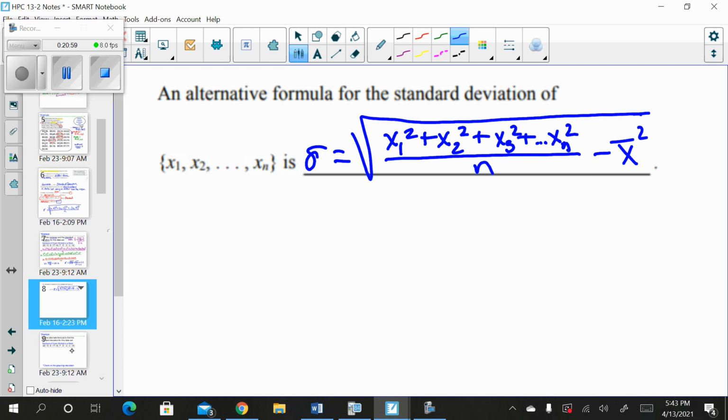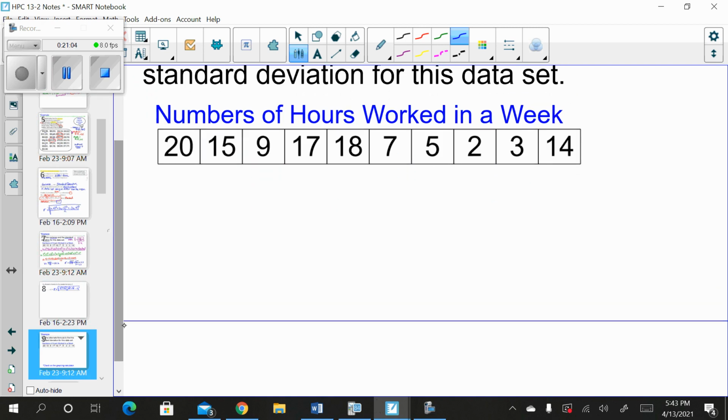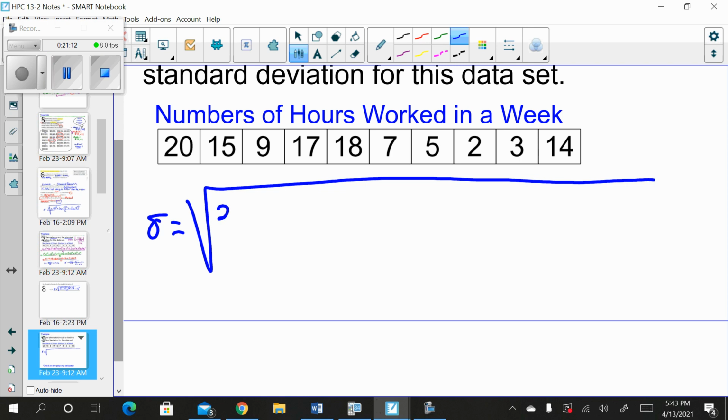It's a cool way to do that, and I want to show you what that would look like for this data set as well. We know what the answer is supposed to be, so we can double check. This is the exact same data set, but let's go directly to sigma by using that alternate form. For this one, you don't have to calculate all those differences. We just take all of the scores and square them.